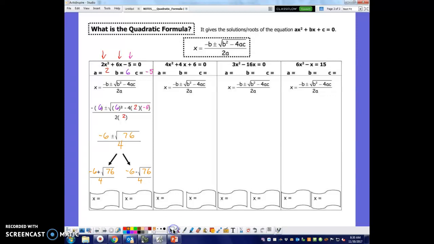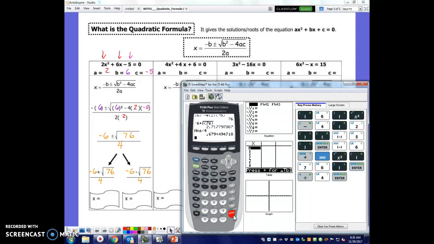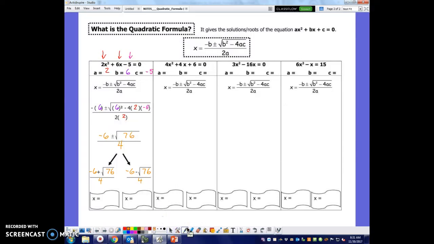Okay? So again, we're going to take our calculator. Negative 6 plus second square root 76. Okay? Hit enter. Here's why. Your calculator does PEMDAS, and if you type the whole thing in, it's going to divide by 4 first, and it won't do it right. So hit enter, and then divide by 4. 0.679. I will accept decimals for this one. So 0.679.